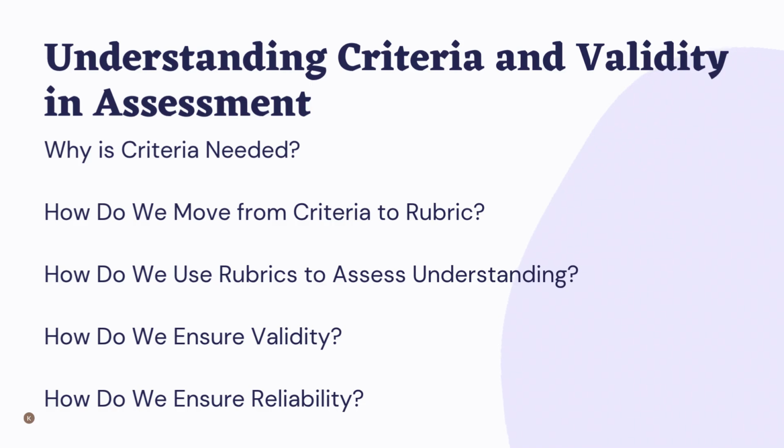So how do we ensure validity? Validity refers to the extent to which an assessment measures what it is intended to measure. To ensure validity, educators can take several steps. Ensure assignments align closely with the learning objectives. This alignment guarantees that the assessments accurately reflect the goals of the curriculum.